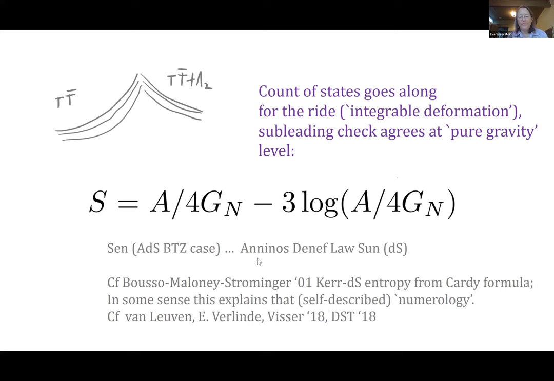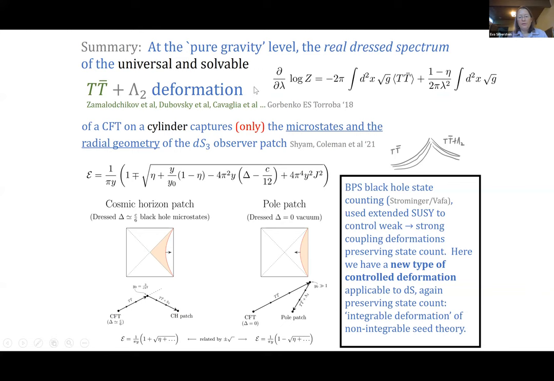Okay. So this is just a summary of all that. It goes as far as I described the state count and the radial emergent geometry, but it captures nothing else. So I want to work on that next, unless there are further questions.